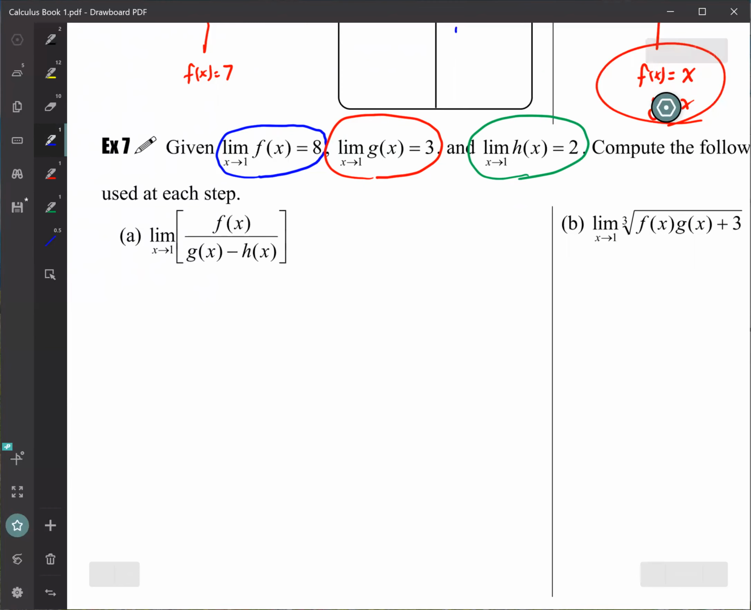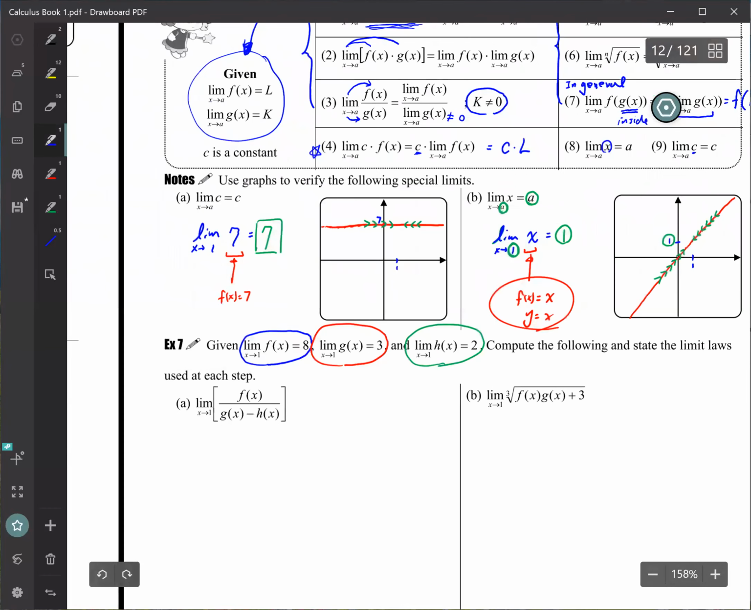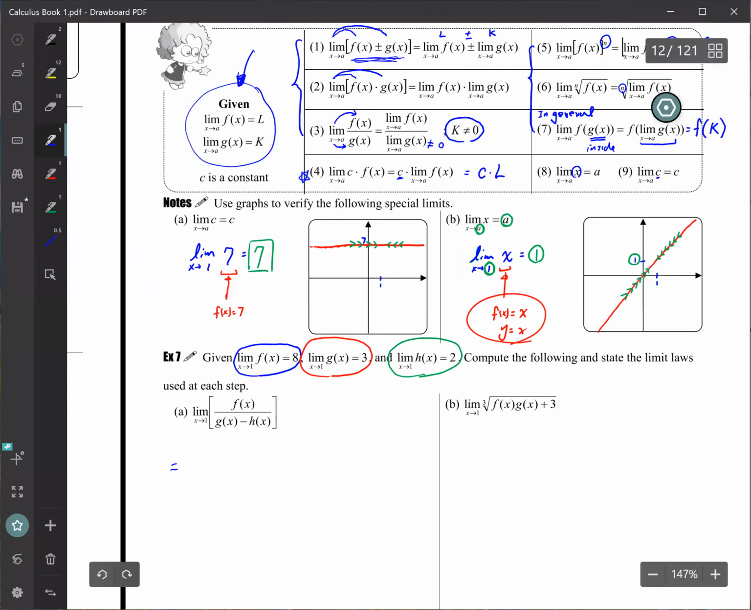All right, so we have to think about which law to use. So the first thing that comes to your mind, you see this dividing, then you think about the laws up here. Which law, which number has dividing inside? Jeffy? Law number 3.